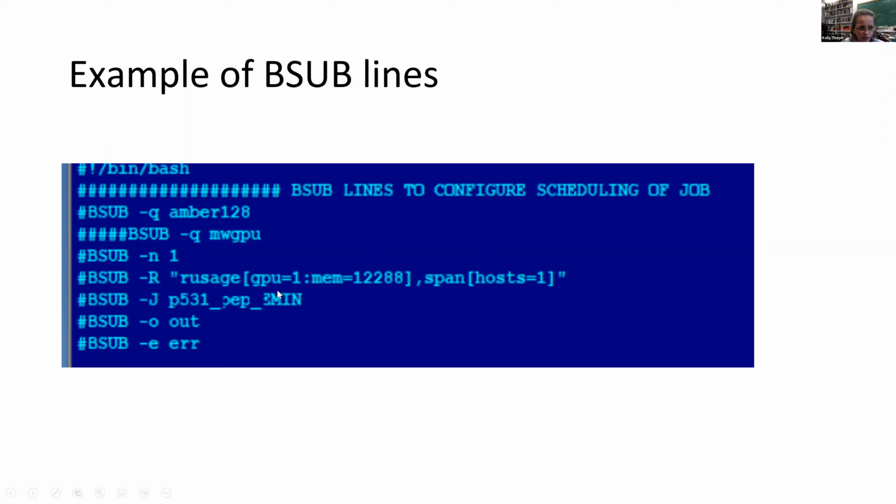So the -n again is the number of hosts, and so we're using 1. Now this is the -R for the resources. I'm using 1 GPU, and here I've specified the amount of memory that I want, and then I have the span host equals 1 again, which matches what I put on the -n 1 over here. Here is the -J. So this is the job name, which I have chosen to name after the directory that I'm working in. So this happens to be a certain project. And then I have configured my -o and my -e files, so they will be called out and err for out and error respectively. They'll just be text files.